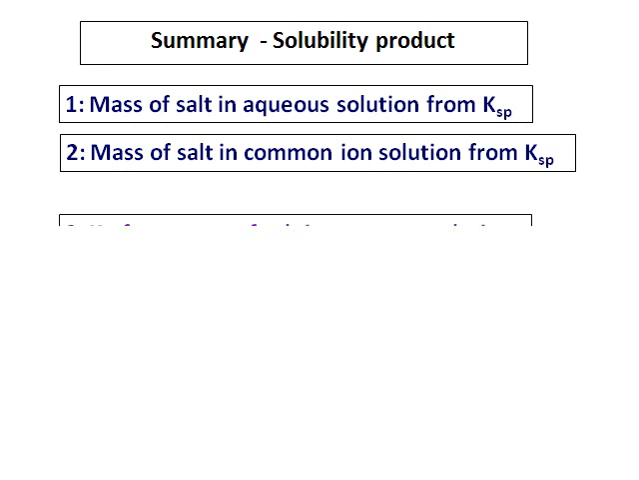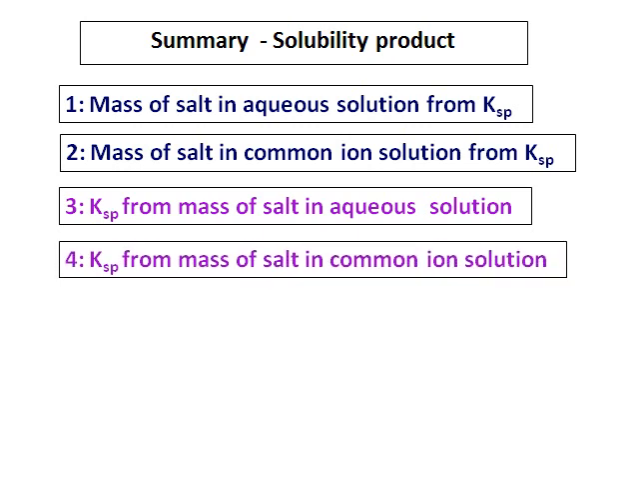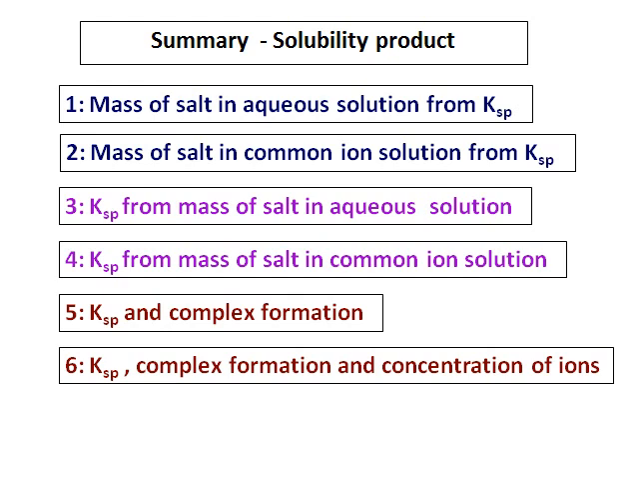And the third kind of question you can get will be, again, the reverse of what you learned in 1 and 2. We calculate KSP from the mass of the salt in aqueous solution and KSP from the mass of a salt in common ion solution. And the fifth kind of question you will get will be KSP and complex formation. And then even with the complex formation, you can be asked to calculate the concentration of ions. This will be a large K question. Now let's take an example of each one of them and see how to work on it.